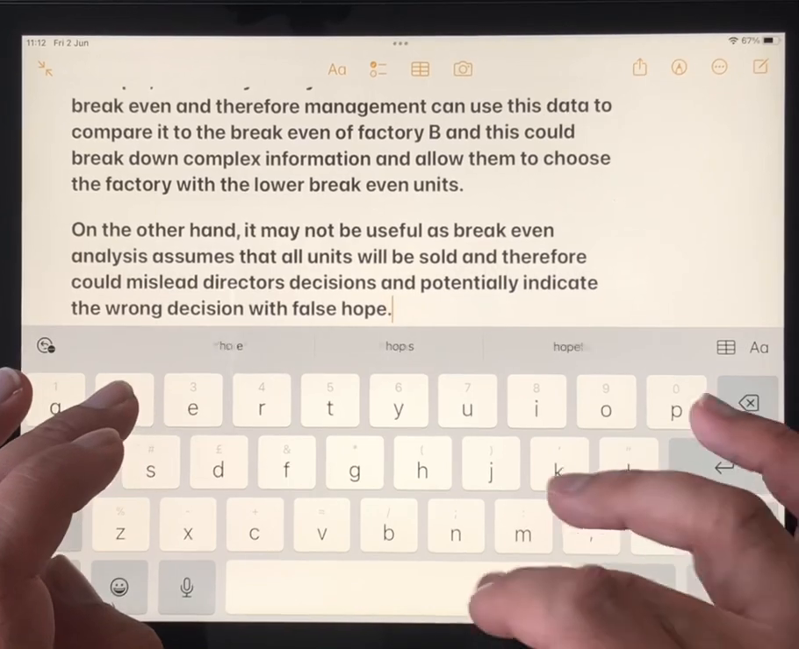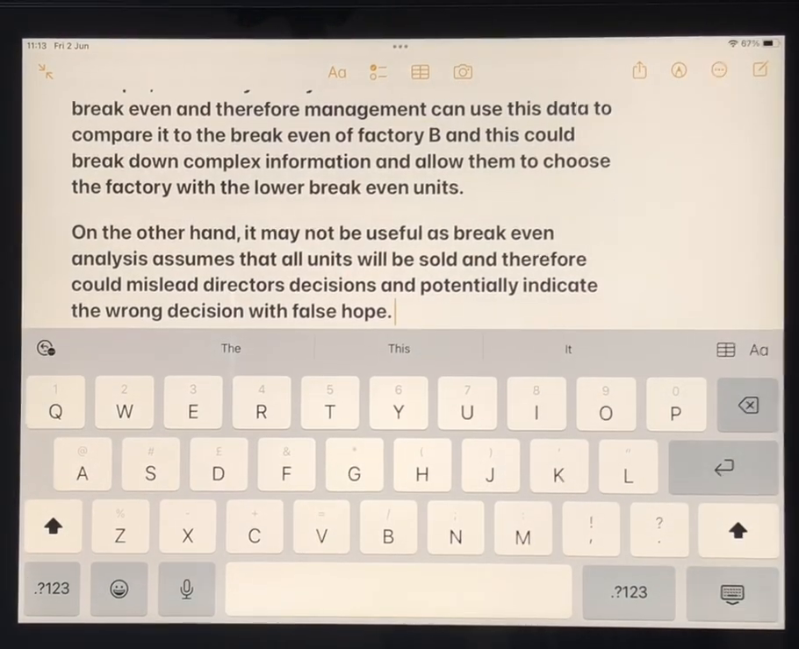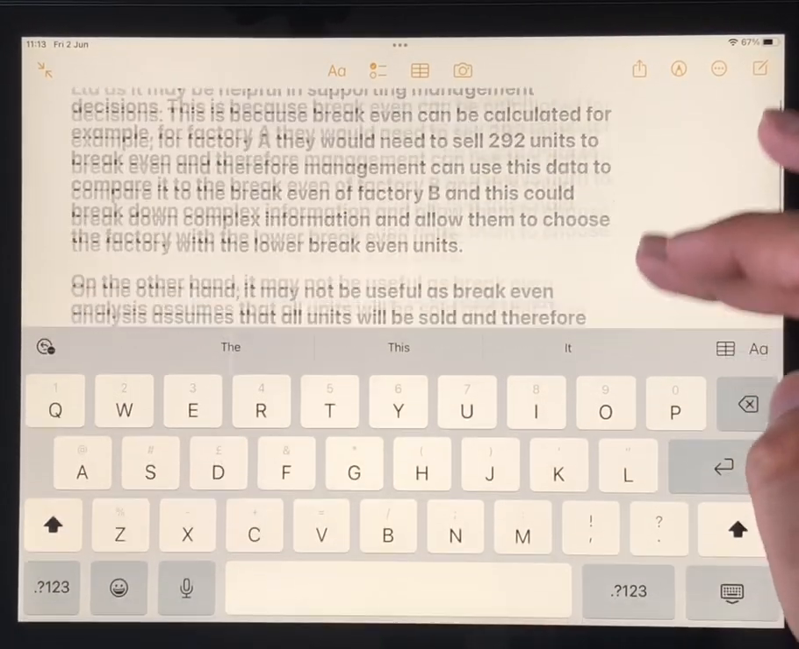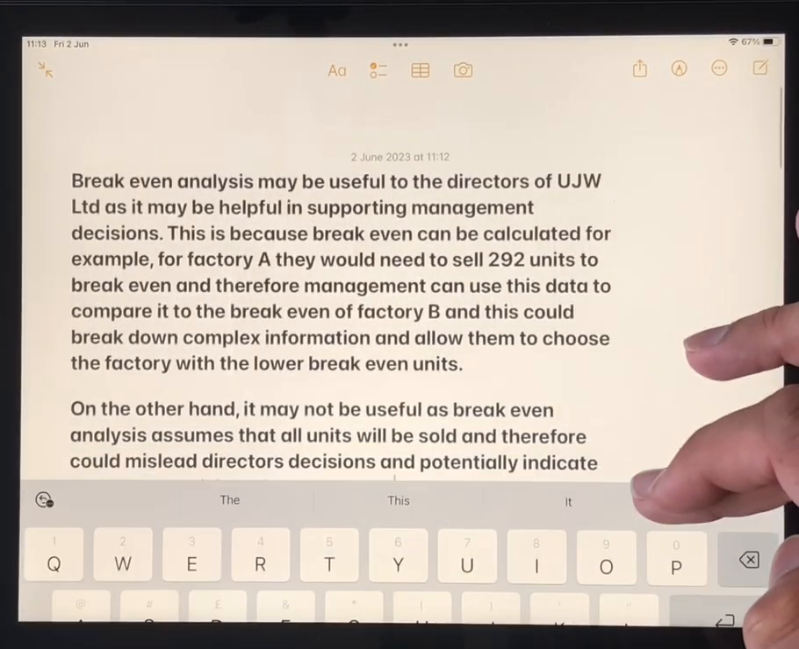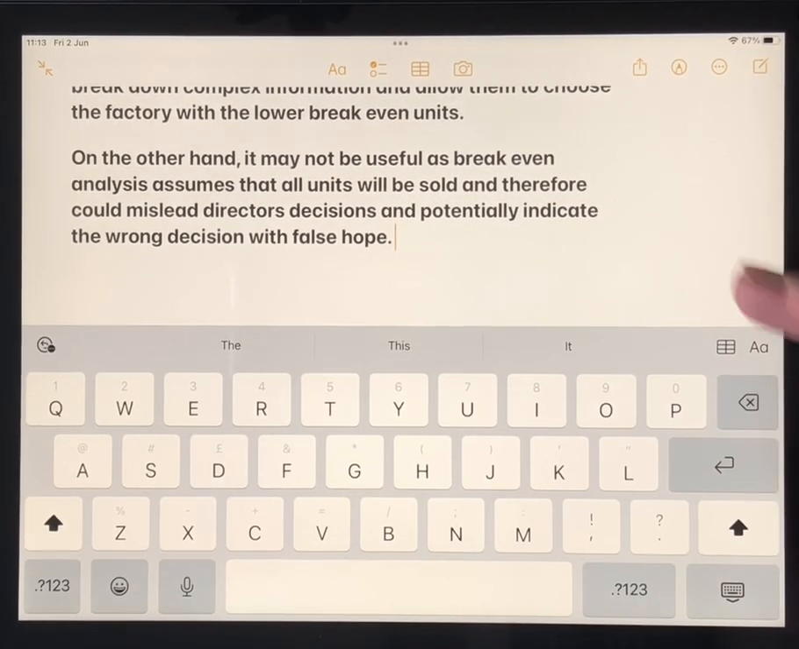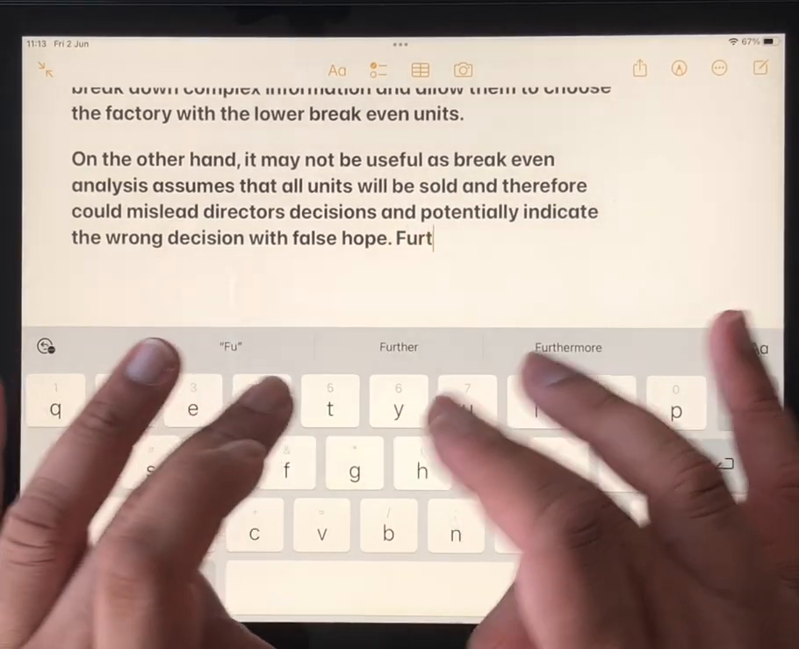Okay, obviously when you calculate break even, you pick the one that's lower on the assumption that you're going to sell everything out. That actually could mislead directors, providing them with false hope. Okay, now obviously if you look at the content that I've written, I've not written enough for the second point, so you can always add in a second point, and you could say furthermore.